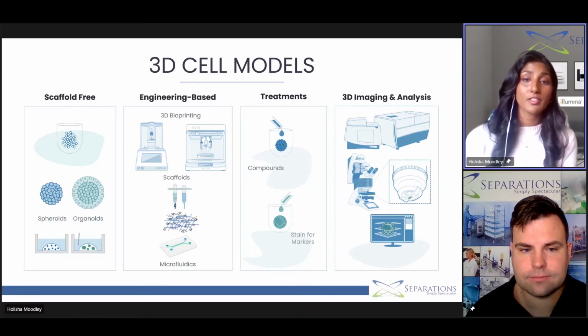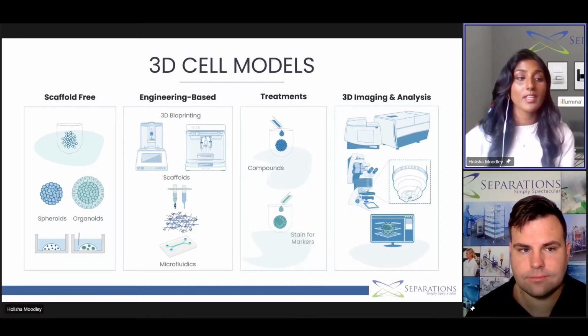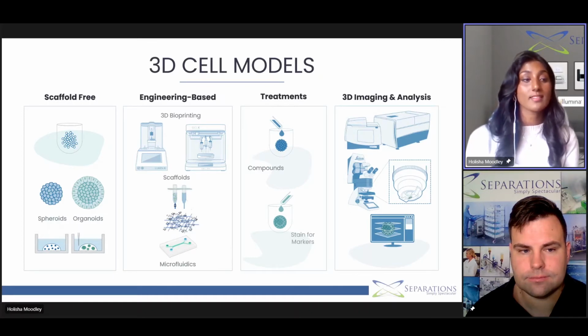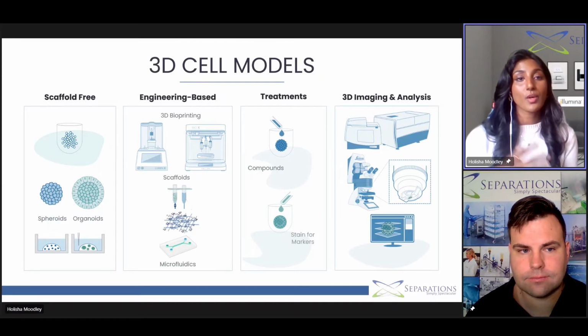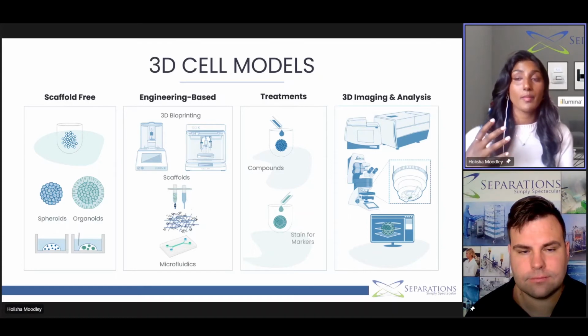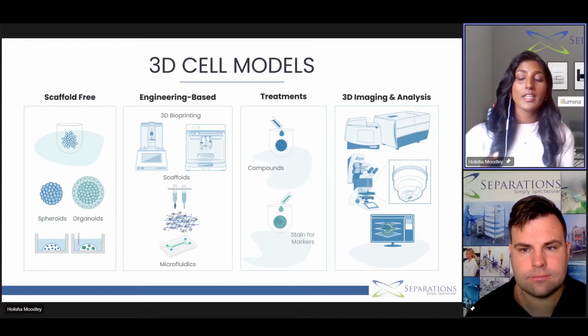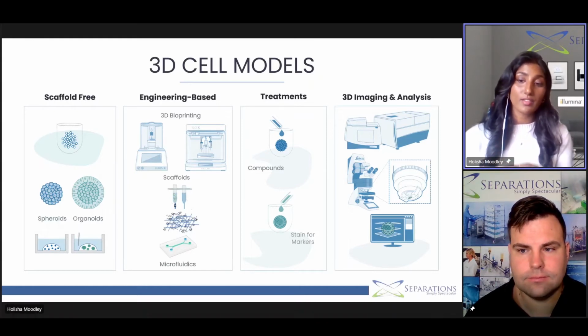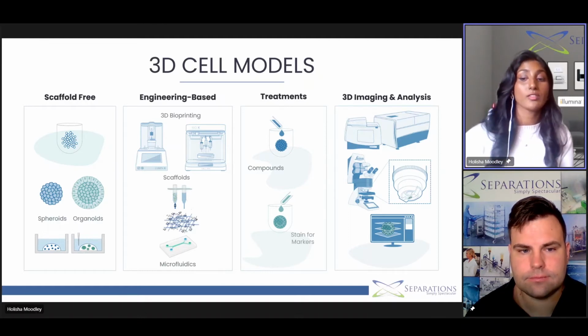There are many different approaches to being able to create 3D models. One of the approaches that we can look at is scaffold-free. What this means is that we're able to culture 3D models without requiring adherence or 3D material such as a support matrix to seed our cells. Examples of this are things like ultra-low binding plates that are coated with hydrophilic polymers. This prevents cells from sticking to the surface, allowing clusters to form and for them to form their own extracellular matrix.